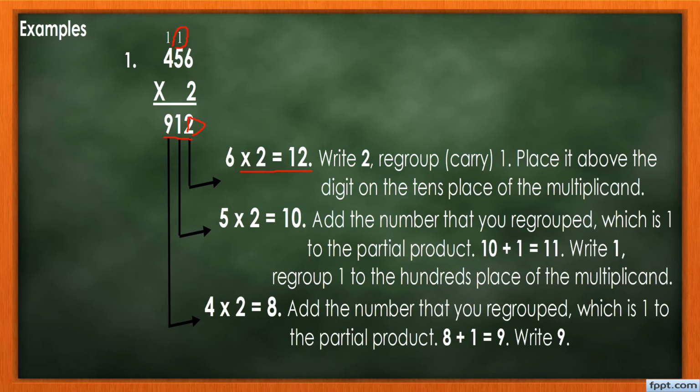And then, let's multiply 4 times 2, that is 8. And we add the number that we regrouped, that is 1, to the partial product. So it becomes 8 plus 1, that is equal to 9. So let's write it on the product.